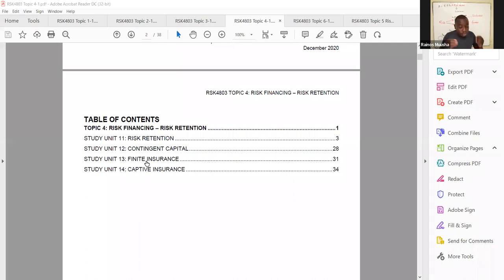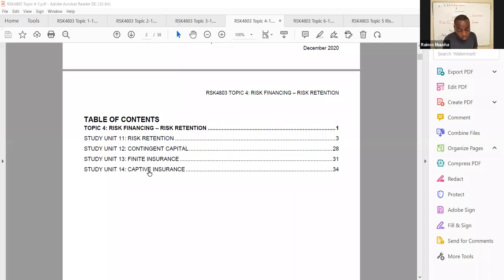The most important thing that makes it different from the other types of arrangement is that this one is a customized type of insurance arrangement. Because you want to be in control of what risk components you are retaining and what risk components you are transferring, depending on the different ways that you can structure that. And we're going to be looking at that as well.